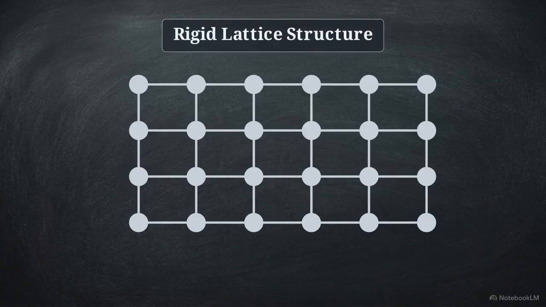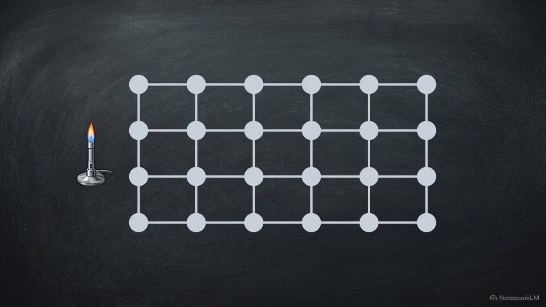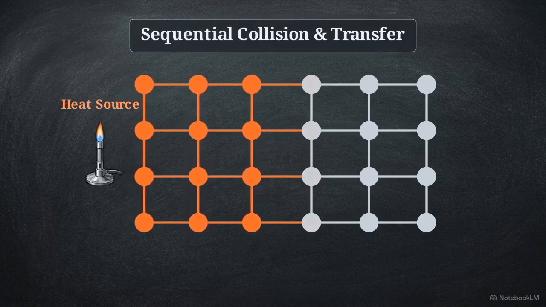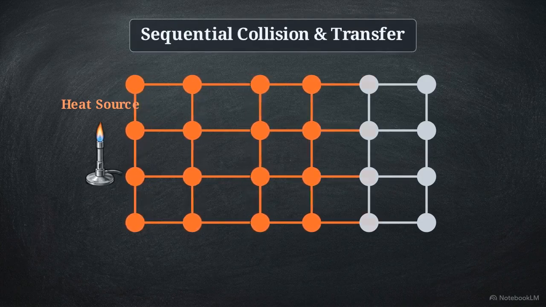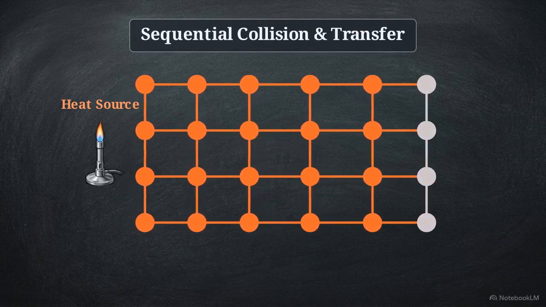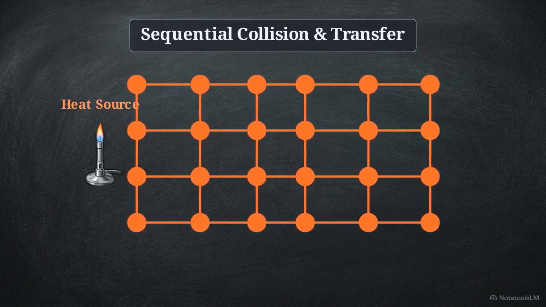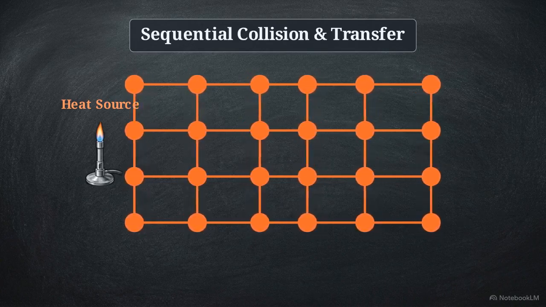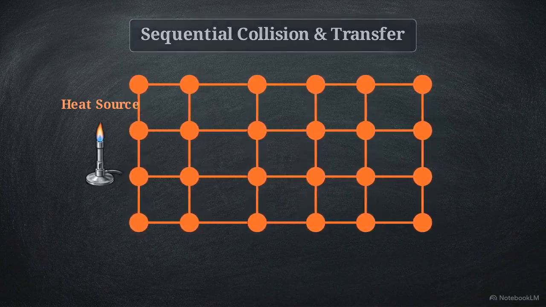This animated diagram illustrates the baseline physical constraint of a solid. Its atoms are fixed in a rigid, repeating lattice structure. When a heat source is applied to the left side, those localized atoms gain kinetic energy, vibrating in place with increased amplitude. Because these atoms are locked closely together, their violent vibrations cause them to physically strike their immediate neighbors. The thermal energy is passed sequentially down the line through these continuous mechanical collisions.